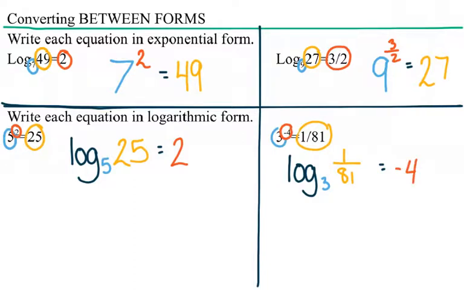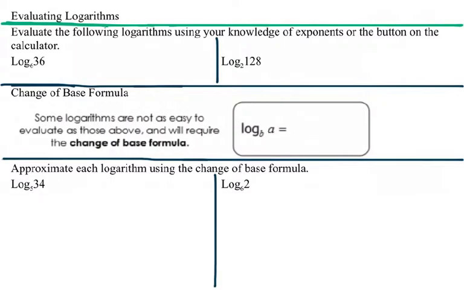So that's how you convert between forms. If it's in log form, you would put it in exponential. If it was in exponential form, you would put it in log form. Okay.